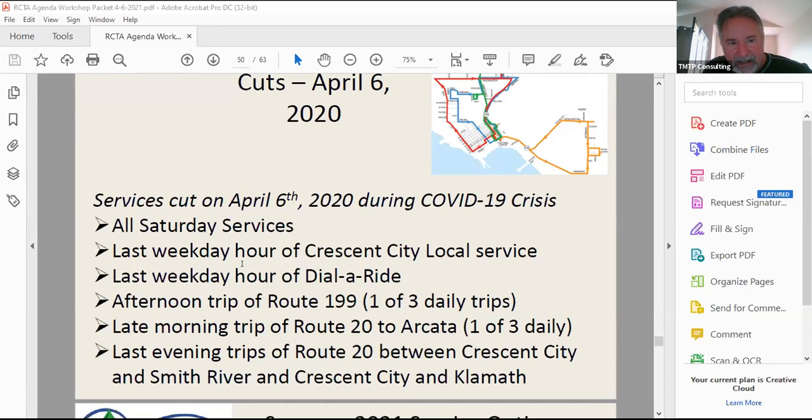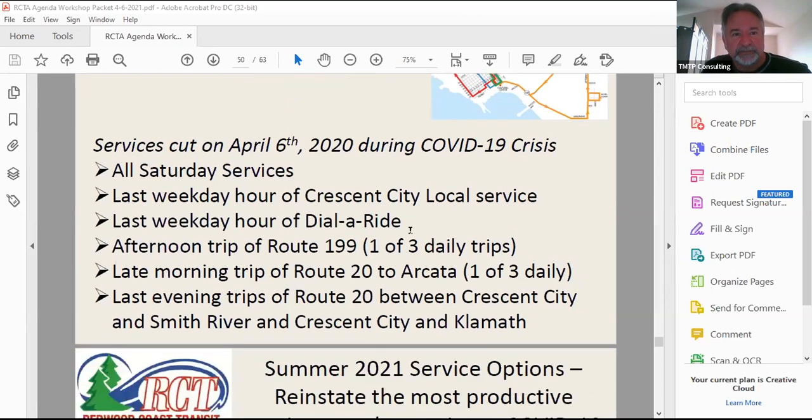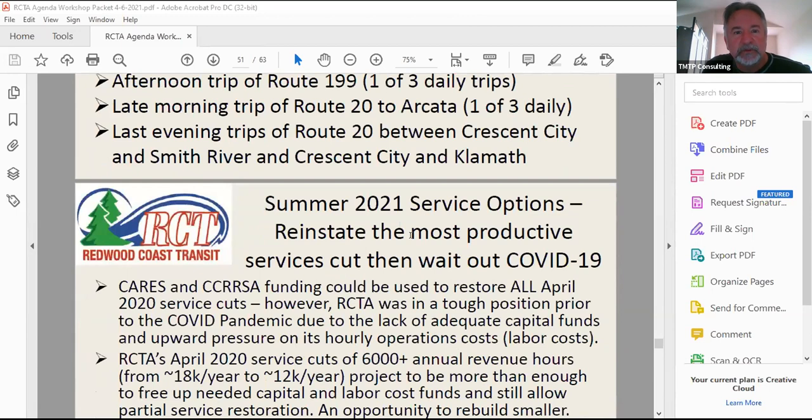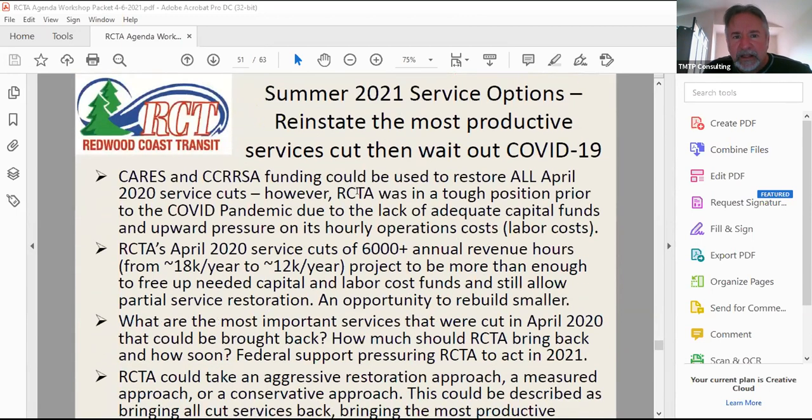We cut the weekday last hour of the locals in Crescent City and the Dial-A-Ride, so now we shut down at 6 o'clock instead of 7. We cut one afternoon trip out of the 199 that goes through Crescent City, then to Gasquet and back. We cut a morning trip of the Route 20 that goes between Crescent City and Arcata. And then we cut the last evening trip of the 20 between Crescent City and Smith River, and a short-term trip from Crescent City to Klamath. So the cuts were substantial on April 6th. It is a year ago today, can you believe that? Anyhow, so now what do we do?